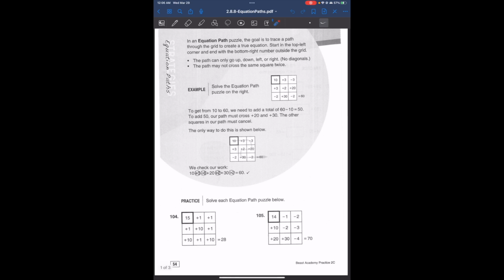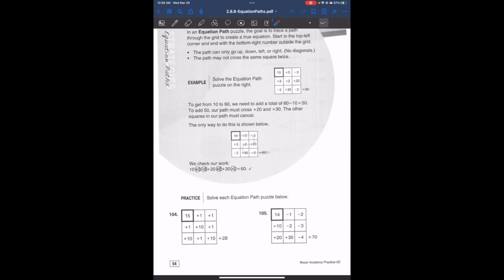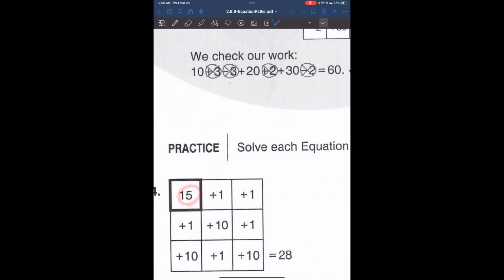Now we'll solve some practice problems to make sure that we understand this concept completely. I'll start by going over the solution for problem 104. The number that we're starting with in the top left corner is 15, and we want to end with 28. So we'll subtract the initial number from the final number, and that gives us 13. So we know that the numbers that we go through in the path must add up to 13.